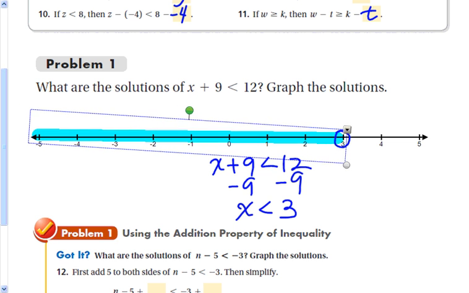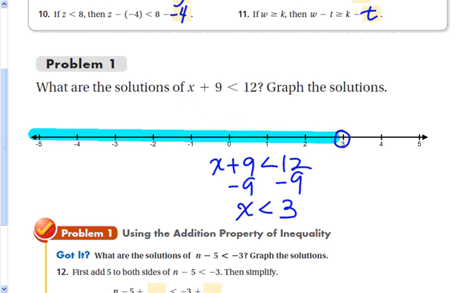All right, now to check that answer, we are going to check our boundary point. So we want to make sure that that point solves the related equation. So 3 plus 9 has to equal 12. Even though we know that's not a solution, we just want to check that point and make sure it's true for the related equation, and it is.